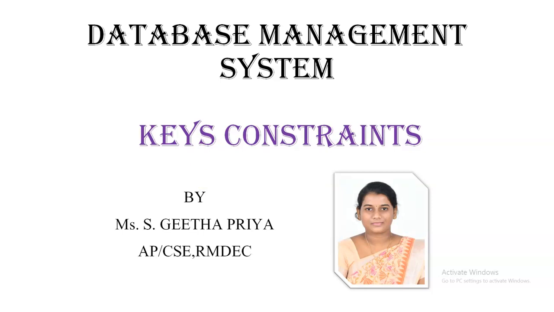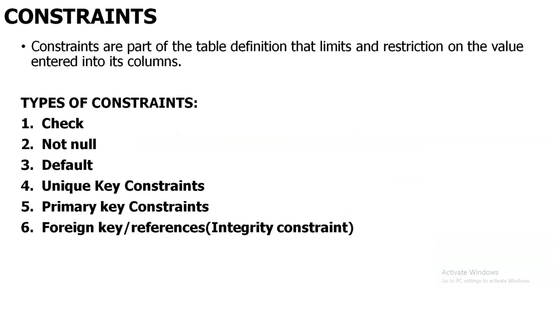In this lecture, we will be seeing about key constraints. So constraint means a limit or restriction on the value entering into a column. Whenever you're creating a table, you will be giving some constraints or conditions so that at the time of insertion, the condition should be satisfied for entering the value. If the condition is not satisfied, then the value cannot be inserted into a table.